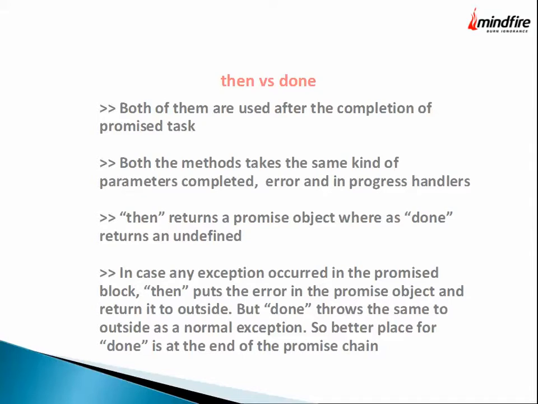So in this chain, we usually use then, because we can chain the promises. But done is something we use when we are done. We don't have to do any other promise task. So if all these are done at the end of the chain, then do my task. Finished.